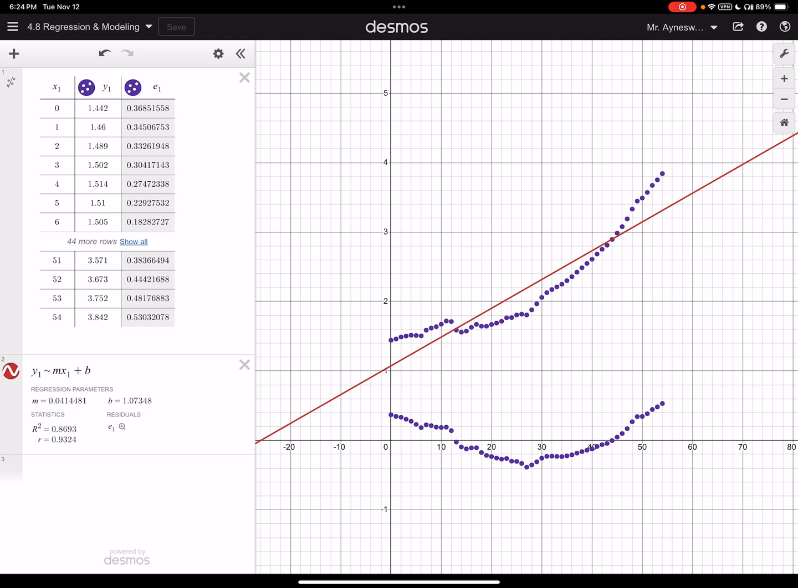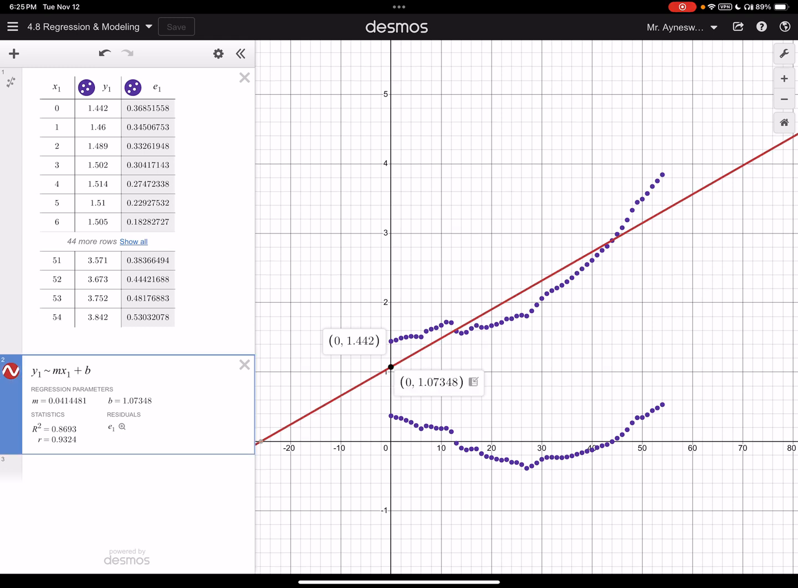Well, let's take a look at a couple points. So let's talk about what residual means. The first point here is 0, 1.442. Now, the actual value or the predicted value is 1.07. That's on your regression model. The regression model is the red line. It's your linear regression line that gives you your predicted value at any particular point in time. The points in the table are actual values or actual ratios.